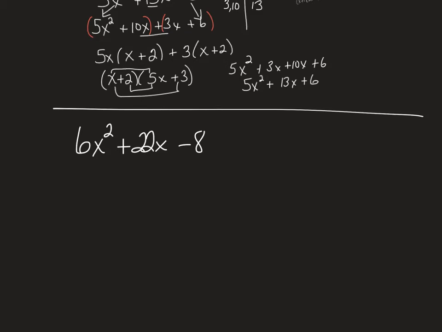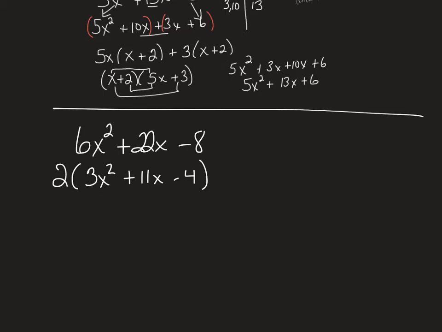Notice I have a 6, a 22, and an 8, and 2 is common, so to make it easier to factor, I'm going to factor out that 2, and that will leave me with 3x squared plus 11x minus 4. Anytime you can factor something out, it's going to make it a little bit easier because the inside trinomial has smaller numbers to work with.